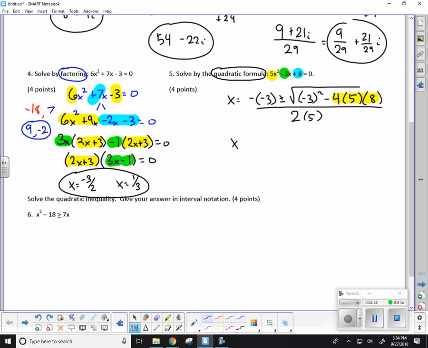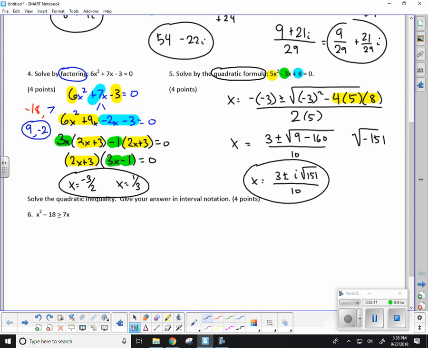So when I simplify this, I'm going to get x equals positive 3 plus or minus the square root of 9 minus 20 times 8 would be 160, over 10. This becomes, underneath the radical, negative 151. So because that is a negative, I'm going to simplify it finally to be 3 plus or minus i times radical 151. These are imaginary values.